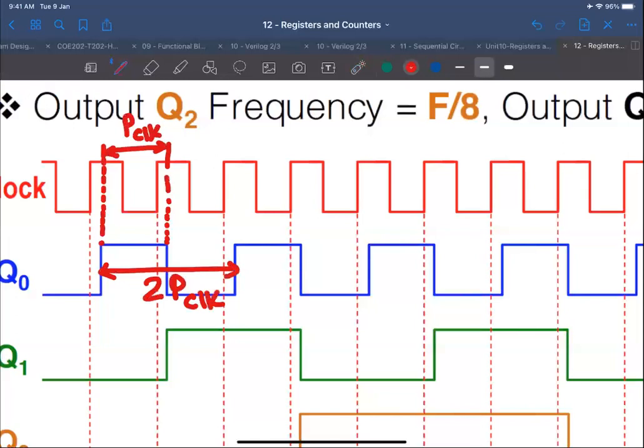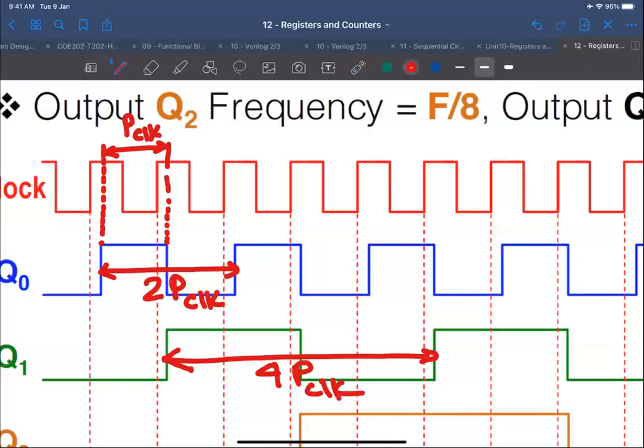Okay? And then this one here, on the other hand, we can basically take from here to here, for example. And if you measure it, it will be 4 P clock. So the more you go, you multiply by 2 each time. Okay, the period doubles each time. You advance with the counter bits.